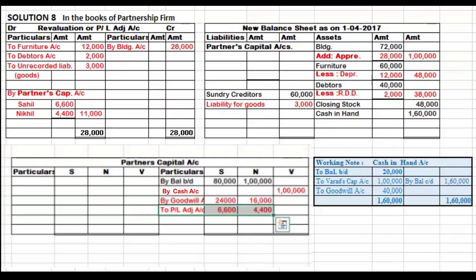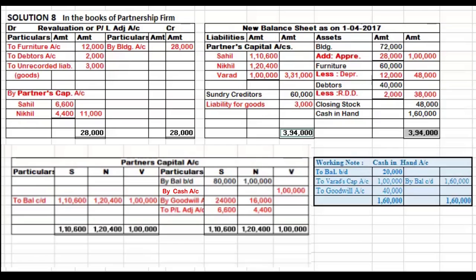Then we close partners capital account. We get the closing balance of partners. Sahil rupees 1,10,600, Nikhil rupees 1,20,400 and Varad rupees 1 lakh. We write this on the liability side of balance sheet as partners capital. Take the total 3,31,000. Now we take the total of liability side and asset side of your balance sheet. We get 3,94,000. A balance sheet has tallied.